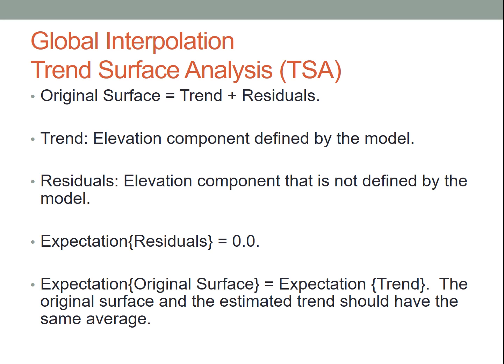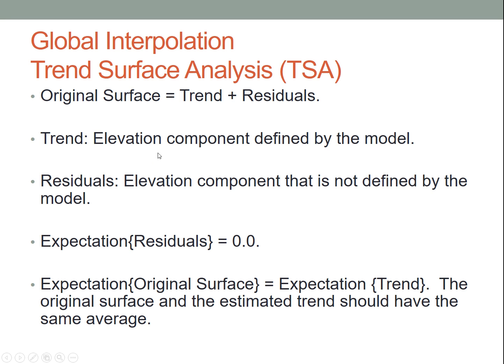So we're going to look at global interpolation. We're going to look at trend surface analysis. So this is looking at creating a polynomial that identifies the surface itself. So one single function. We have our original surface, where we theorize that the surface itself is composed of two things. It has a trend and it has residuals. So this is two components that we're trying to figure out. What is the trend and what are the residuals for each point?